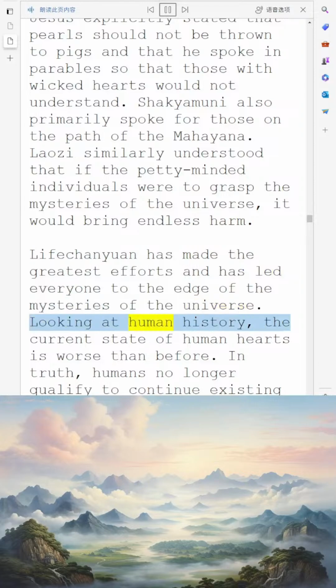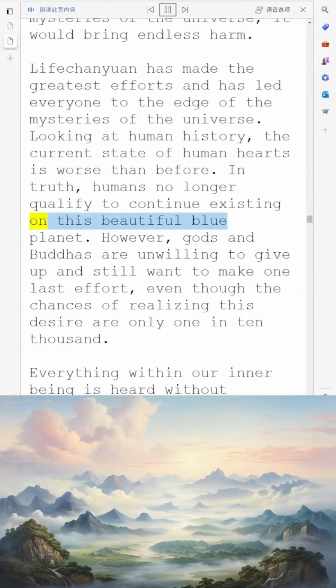Looking at human history, the current state of human hearts is worse than before. In truth, humans no longer qualify to continue existing on this beautiful blue planet. However, gods and Buddhas are unwilling to give up and still want to make one last effort, even though the chances of realizing this desire are only 1 in 10,000.